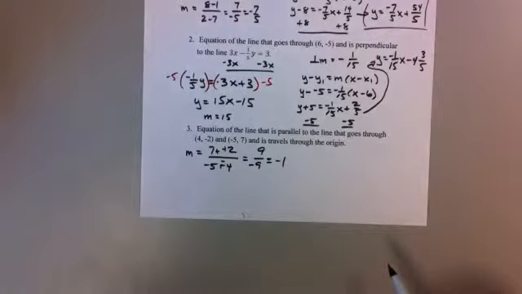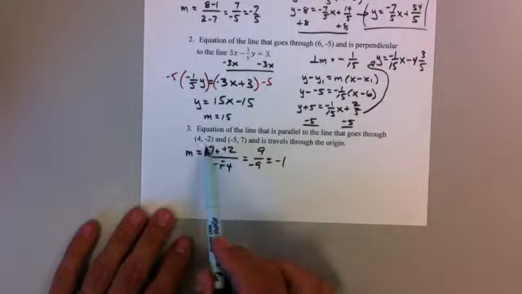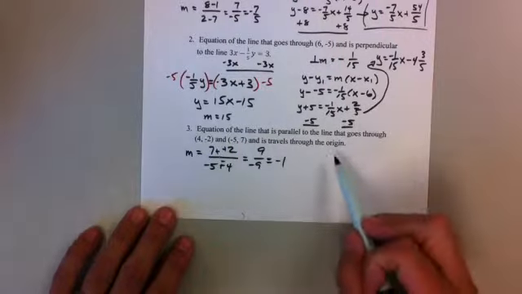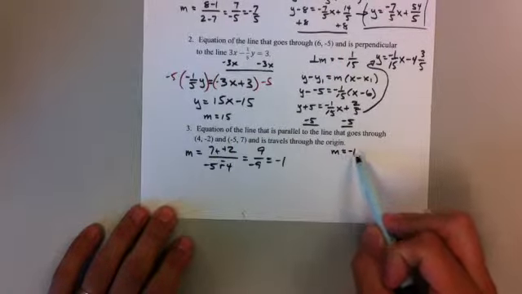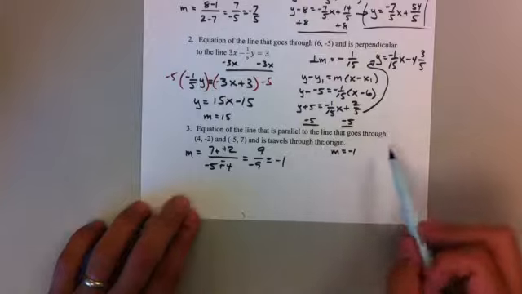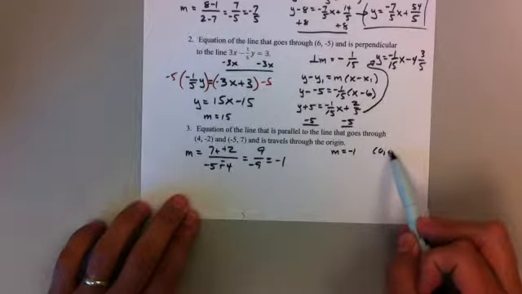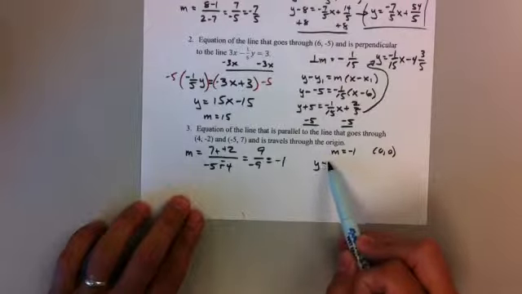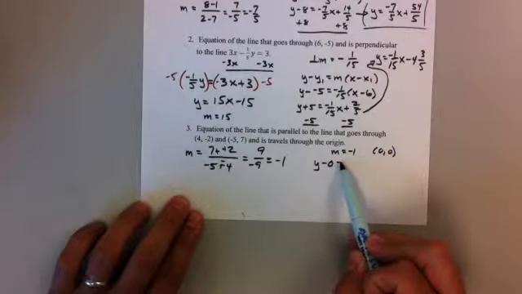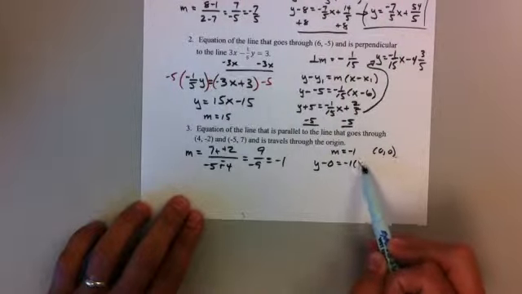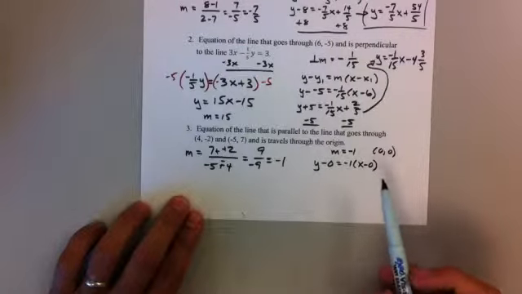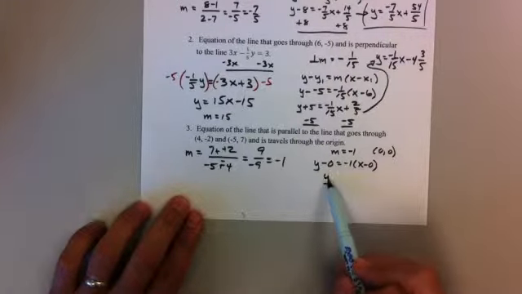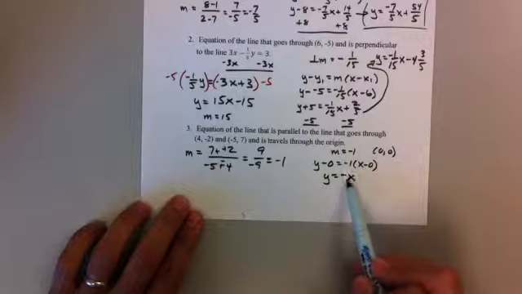Now our slope is negative 1 also, even though they're parallel, so our slopes are the same. So our slope's negative 1. And since our line goes through the origin, that means it goes through the point 0, 0. So again, if I use point slope formula, y minus 0 equals negative 1 times x minus 0. Well, that's easy. This goes away. And over here, I just get y equals negative x.